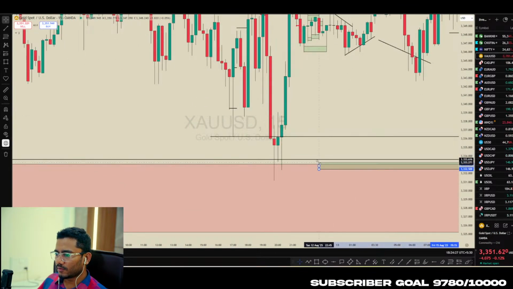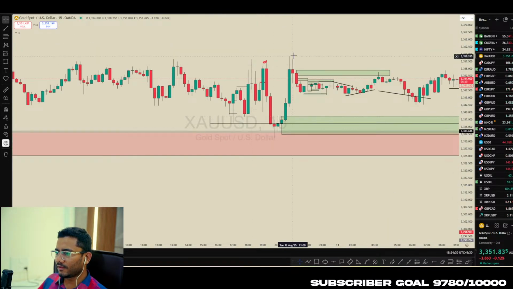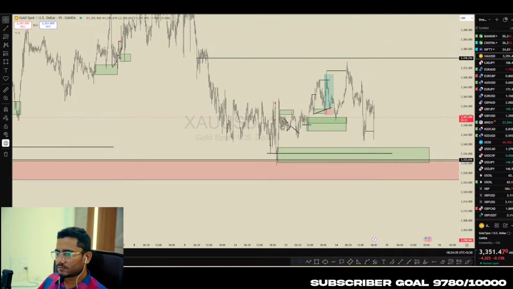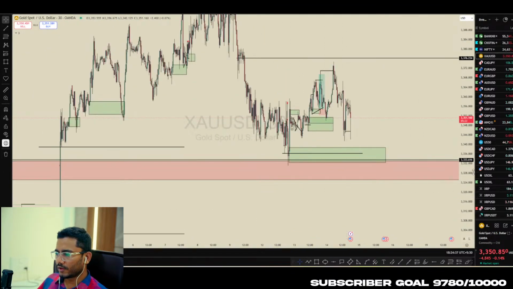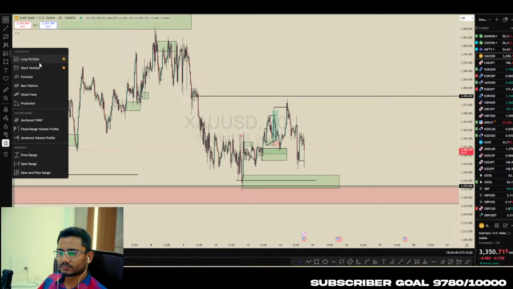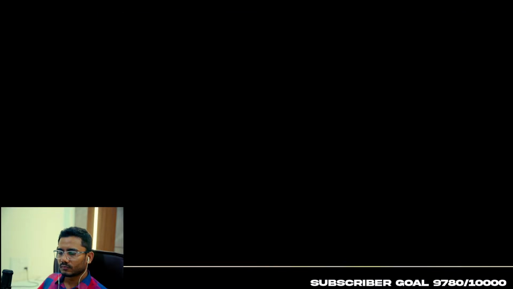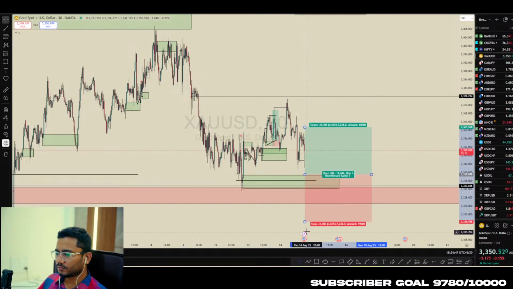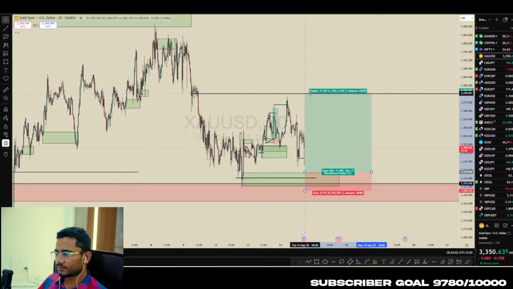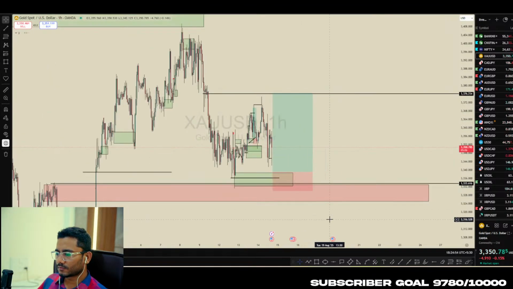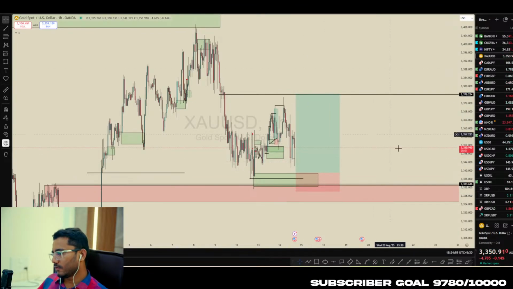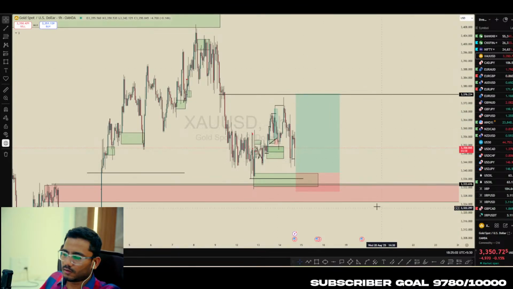If you look at this sort of block, we have a liquidity sweep and then price gave us a straight break of structure. We have this liquidity. So we can look for a buy side setup from here. Entry, stop loss below this low. We can target the next highs. And if price gives us a change of character, then the ratio will be more.